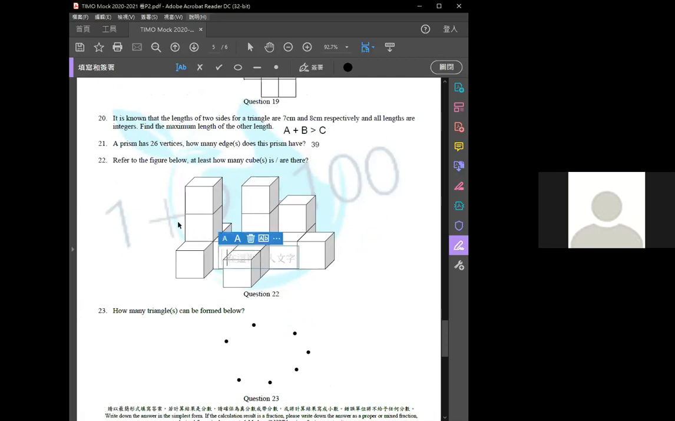Just 1 second. So for 22, how many cubes are there? I believe it's quite easy. 1, 2, 3. There's one hidden here. 4, 5, 7, 8, 9, 10, 11, 12, 13, 14, 15, 16. And of course, somewhat. Just 1 second. 1, 2, 3, 4, 5. 23. Yes?